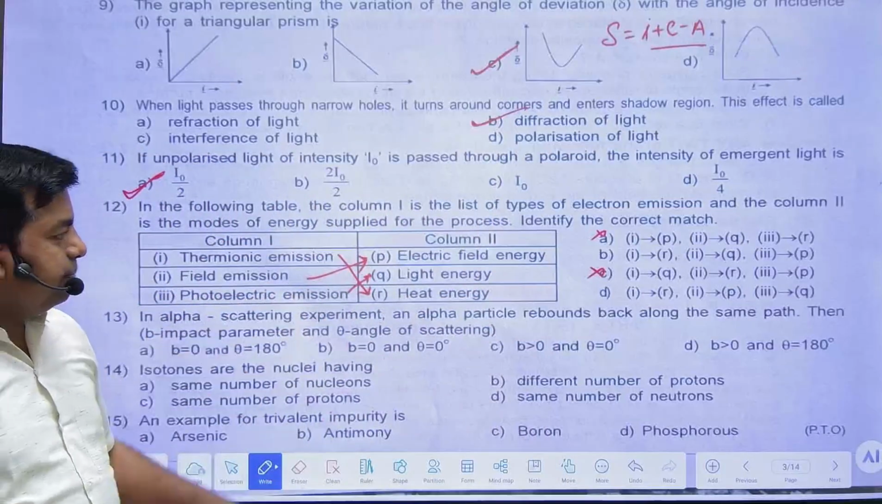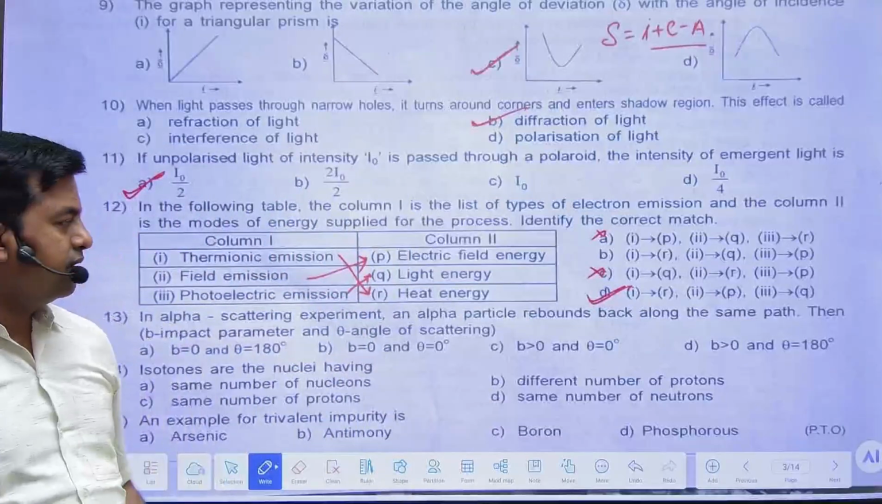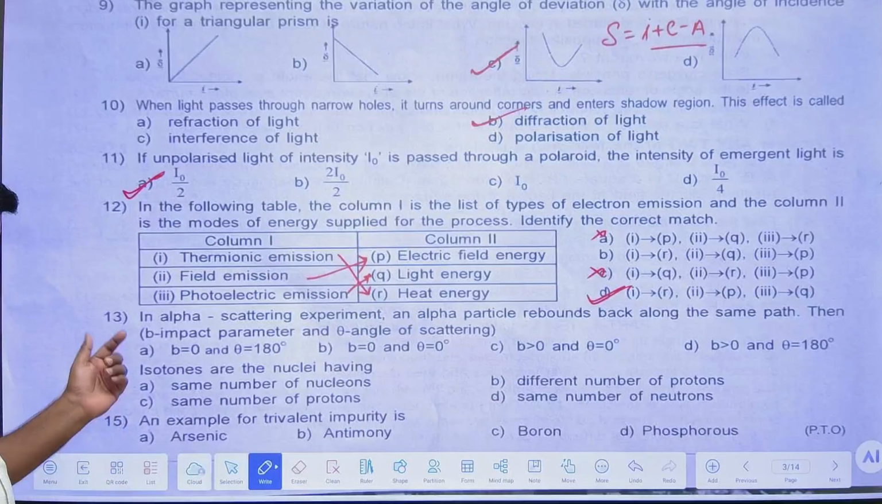Second one is field emission is P. So we can say that option number D is correct. Clear to you? Now we move to the next question.